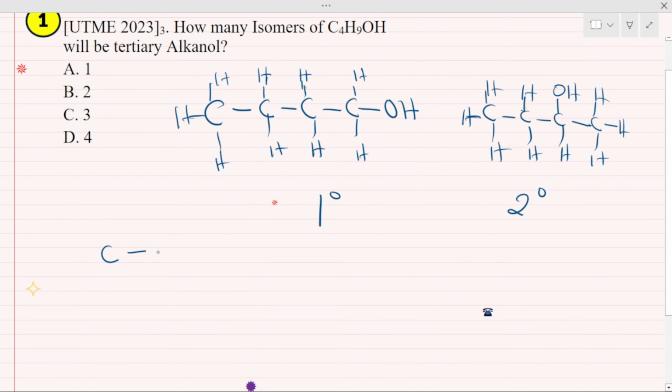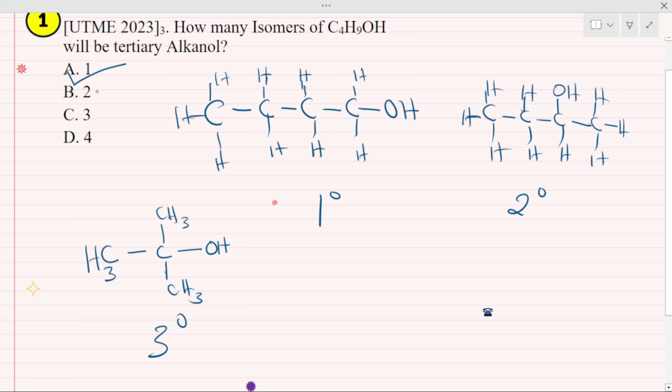Carbon connecting with carbon, connecting with OH, CH3, CH3, CH3. This is tertiary alkanol. In other words, our correct answer is option A. So we only have one isomer that is connected to this.